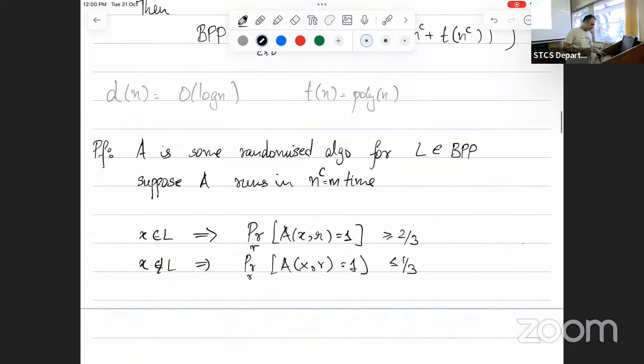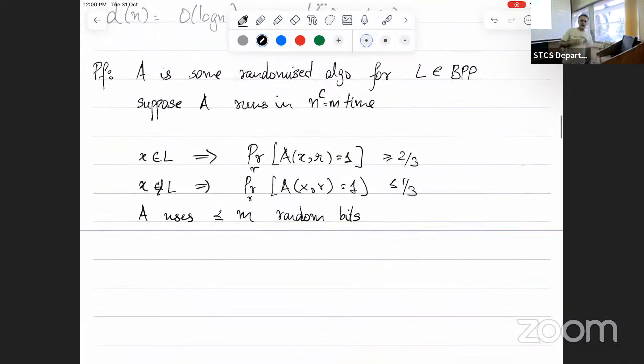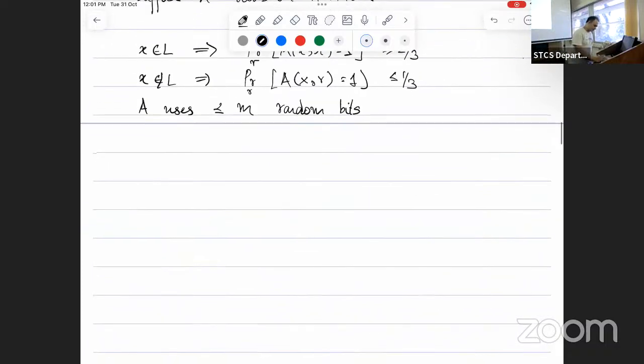Okay. And since I'm assuming that A runs in time at most n to the c, the largest number of random bits it can use is at most n to the c. So we can just say that A uses at most m random bits on an n length input. Okay. So now, A is solving the problem L that we care about. It's like doing membership for L, but of course A is randomized. What I want to do is build a deterministic algorithm that still solves membership in L. So let me just give you a new algorithm.